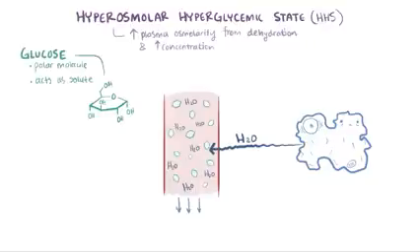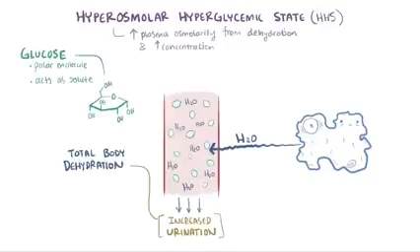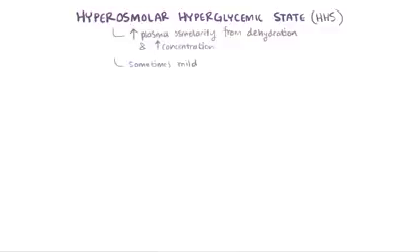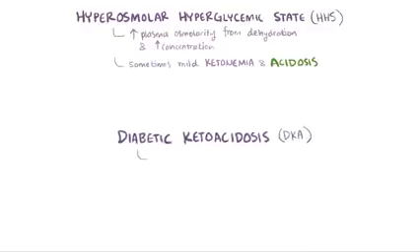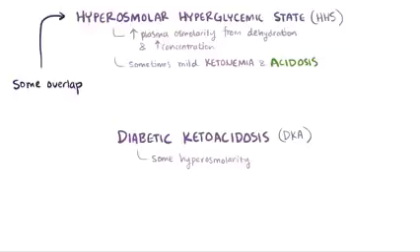Blood vessels that are full of water lead to increased urination and total body dehydration. And this is a very serious situation, because the dehydration of the body's cells, and in particular the brain, can cause a number of symptoms, including mental status changes. In HHS, you can sometimes see mild ketonemia and acidosis, but not to the extent that it's seen in DKA. And in DKA, you can see some hyperosmolarity, so there's definitely overlap between these two syndromes.